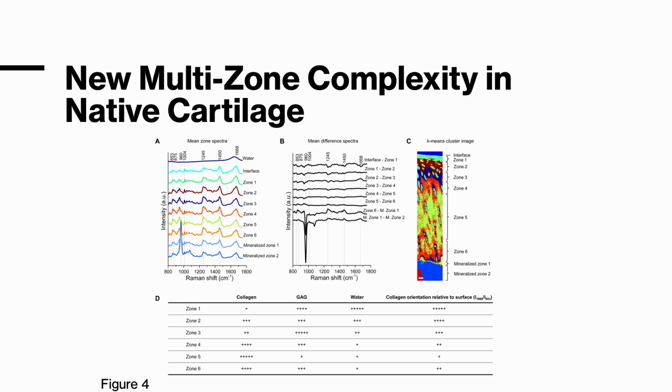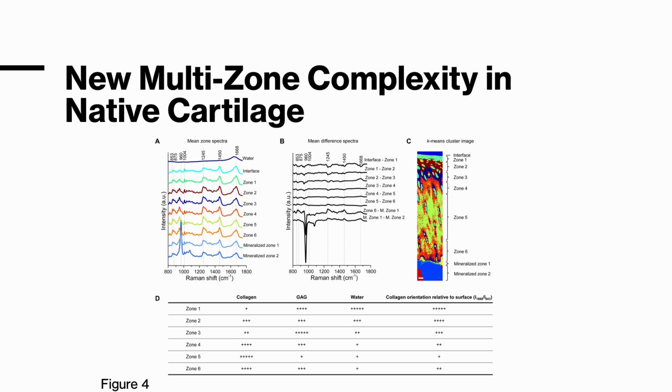Figure 4 is one of the central highlights of the paper because it visually demonstrates how k-means clustering of the Raman data produced at least 6 distinct zones in the native articular cartilage rather than the traditional 3. In the figure, each color on the clustered map corresponds to a unique cluster of spectra that share characteristic shapes and intensities in key Raman peaks.